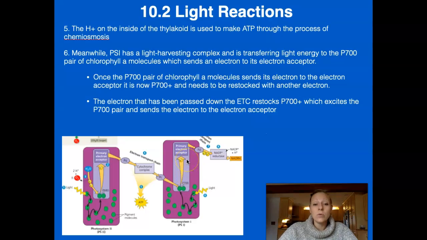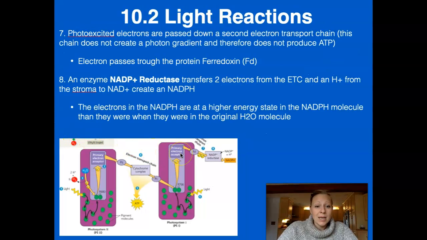The electron that has been passed down is going to be passed down another electron transport chain, but there's no chemiosmosis in this one. It's going to be passed down to the ferredoxin, and then it's going to be passed down to NADP plus reductase, where it's going to transfer 2 electrons from the electron transport chain. So these electrons have passed from the water all the way down this process. It's going to take 2 electrons and a hydrogen ion from the stroma and add it to NADP plus to create NADPH. So that name, NADP plus reductase, makes sense because we are reducing NADP plus.